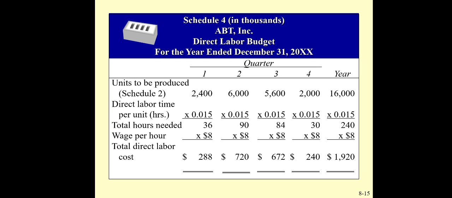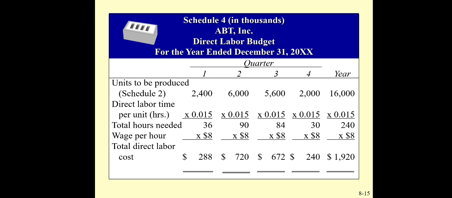The first item in the labor budget is units to be produced. Remember I told you earlier, when you prepare the budget for direct material, direct labor and overhead, these budgets are based on the quantity of production. The higher the quantity of production, the higher the budget of the production cost. So the first item, you have to refer to budget number 2 or schedule 2, units to be produced. See the numbers in quarters 1, 2, 3 and 4. The second item in this budget is the direct labor time per unit. In this sample budget, for 1 unit of product produced by this business, the direct labor time is 0.015 hour.